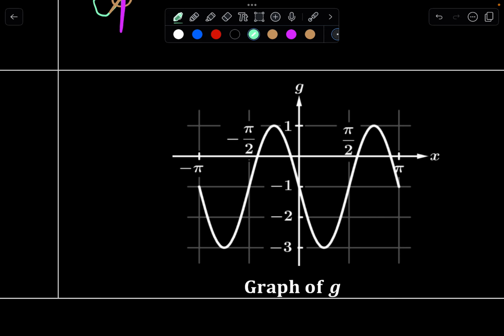So with this one, the midline was not given, but if I look, I have a maximum at 1, and then I have a minimum at 3. So that's going to give me a total distance of 4. So if I slice that in half, I count down 2.